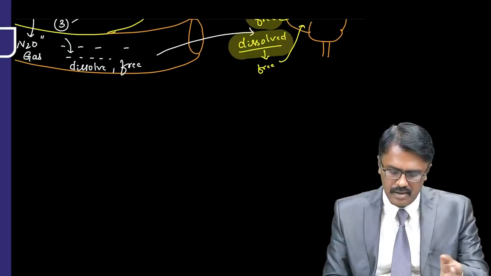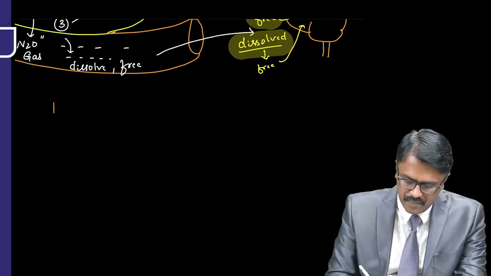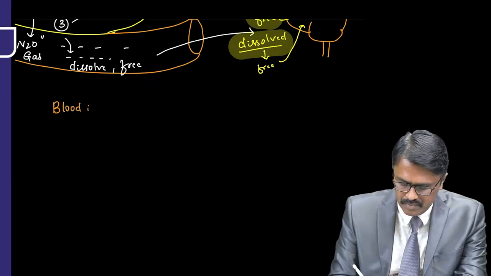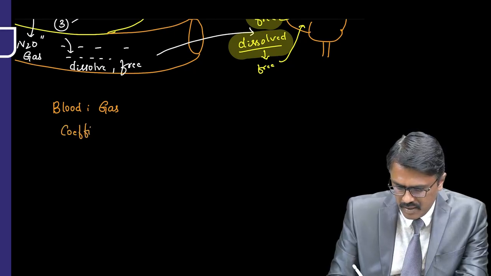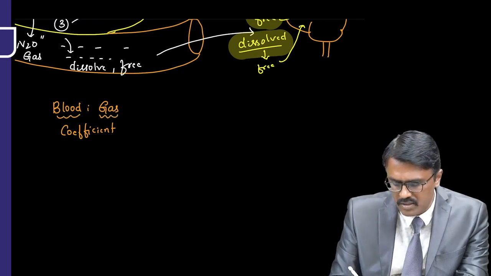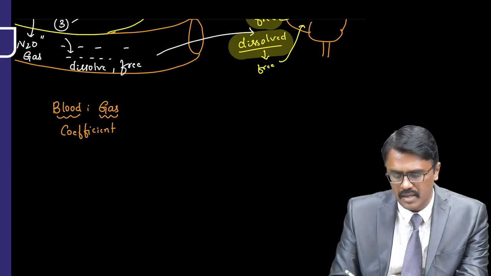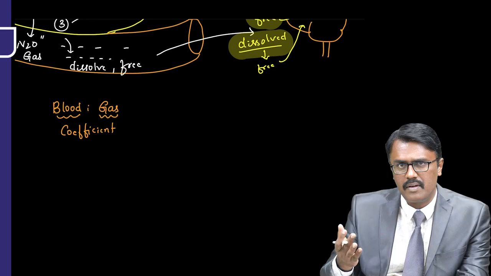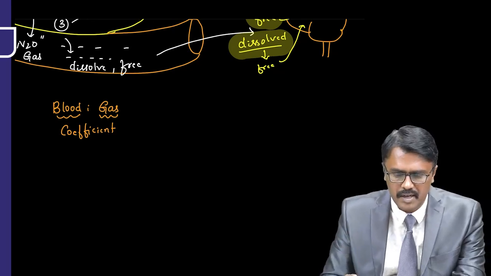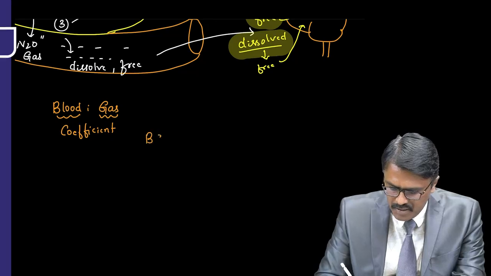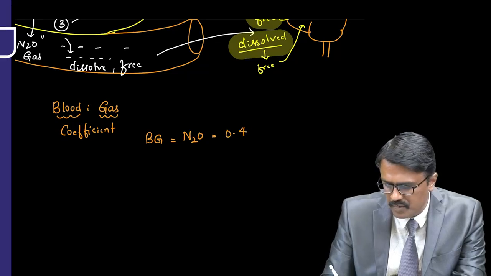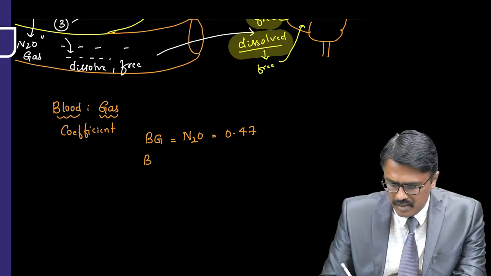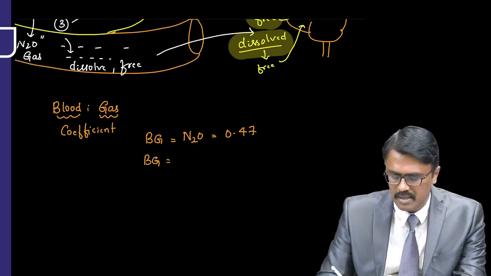So for that we have a parameter called the blood gas coefficient. This coefficient will tell us how much is dissolved in the blood and how much is in the gas form, that is, the free form. If this coefficient is more, what do you mean by that? I'll take an example. If the blood gas coefficient of nitrous oxide is 0.47, what do you mean by that? Let me tell you the blood gas coefficient of another drug. Its name is halothane.